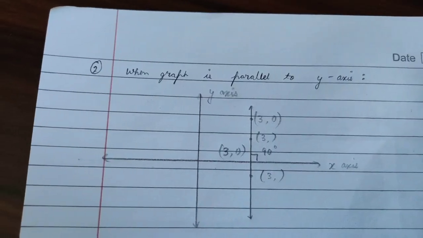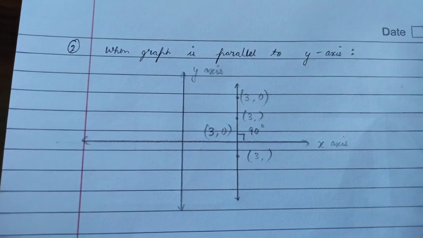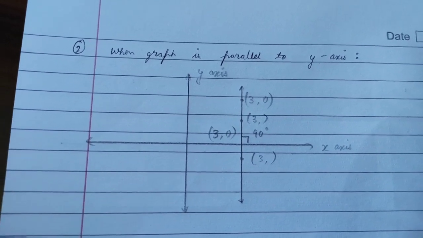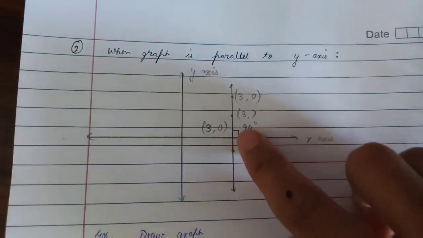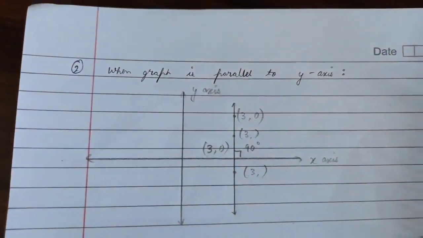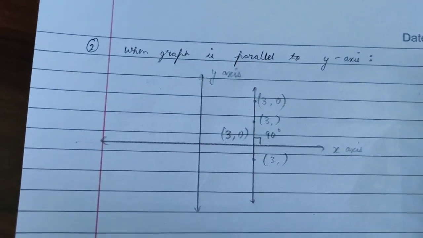Now the second special case is when the graph is parallel to the y axis. Here we can simply write x is equal to constant, because the value of x is always constant here. These are the simple things we have studied earlier also.